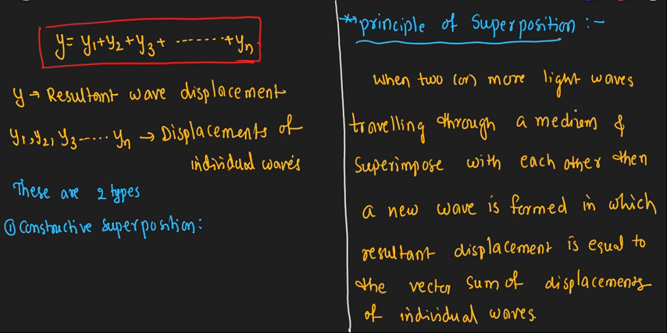In the constructive superposition, for the two light waves, the crest of one light wave will fall on the crest of another. This is the first light wave, and this is the second light wave. They are superposing like this. If they superpose like this, then we will get a resultant wave with more displacement. We will get the resultant wave like this.